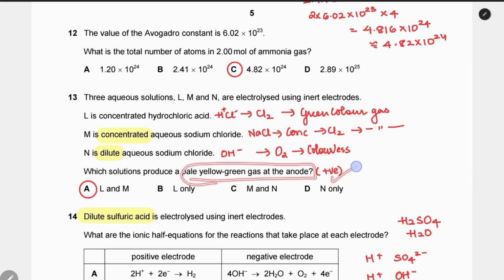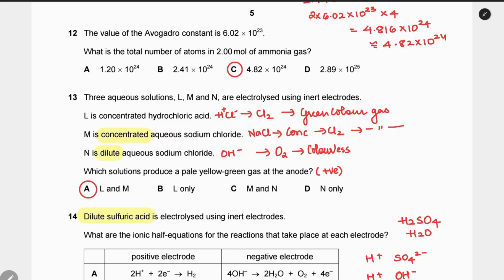Anode means a positive electrode. So it's a positive electrode, so obviously what is going to come is going to come as negative ions. So if I talk about concentrated HCl, chloride will be a negative ion. So chloride will come to the anode and it will release chlorine gas, and this would be a green colored gas.